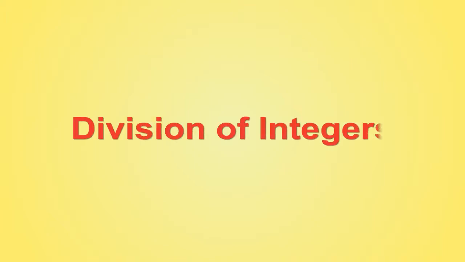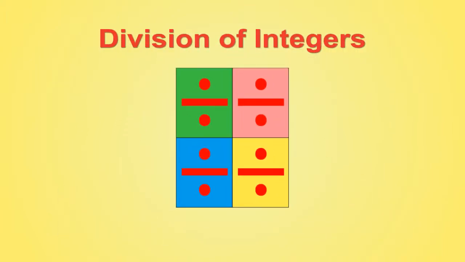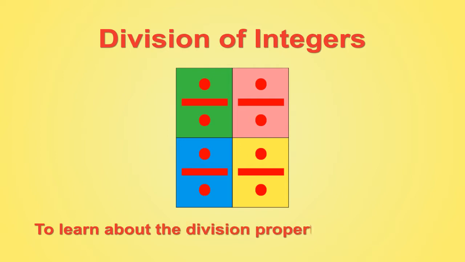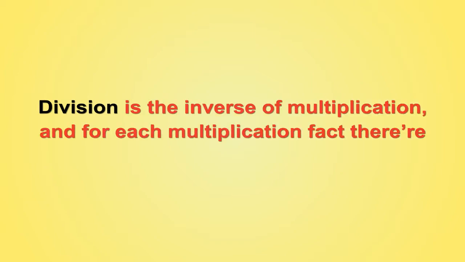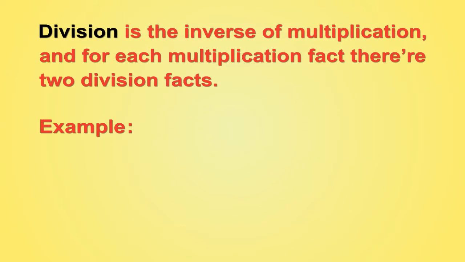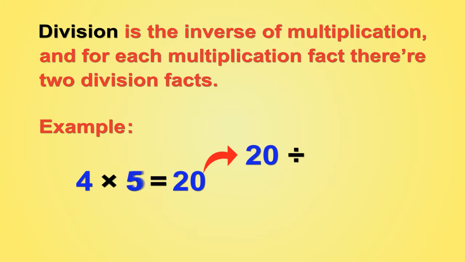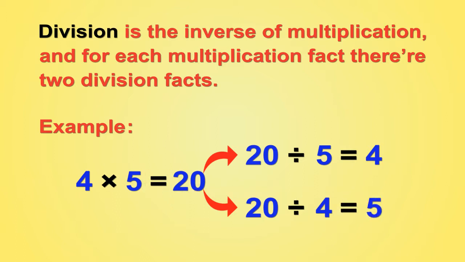Division of integers. Objective: to learn about the division properties of integers. We already know that division is the inverse of multiplication, and for each multiplication fact, there are two division facts. For example, 4 multiplied by 5 is equal to 20 gives 20 divided by 5 is equal to 4 and 20 divided by 4 is equal to 5.